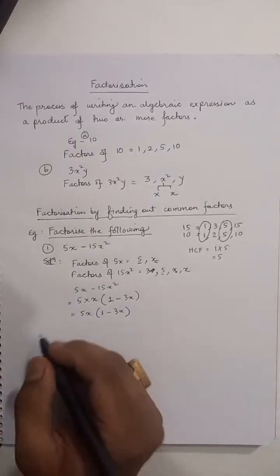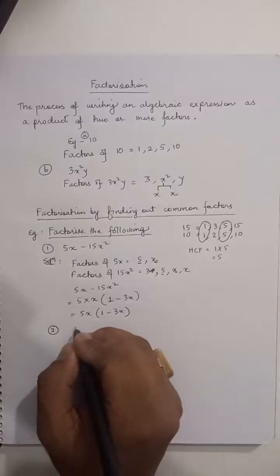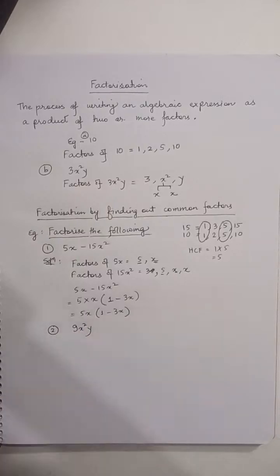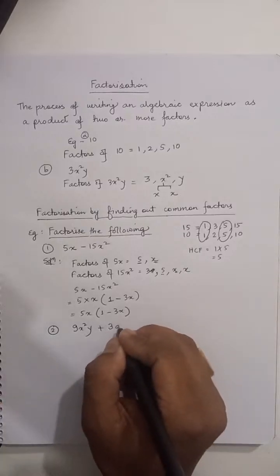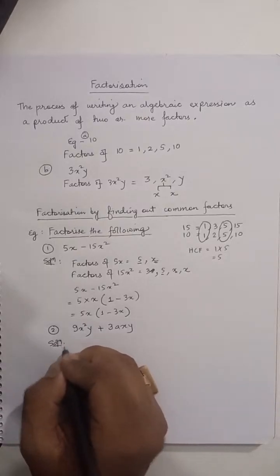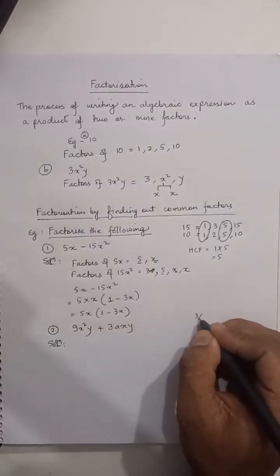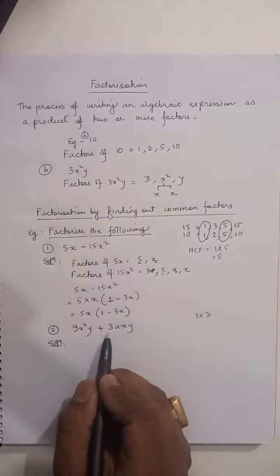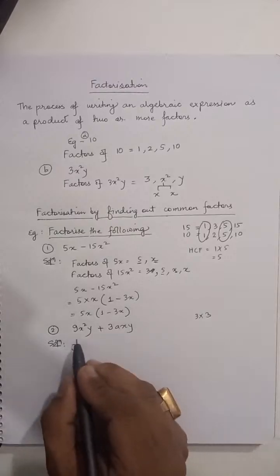Okay, so let's take one more example: 9x square y plus 3axy. This time I am doing this in rough. So 9 can be expressed as 3 into 3. Out of these, in the numerical part we can take 3 as the common factor. So we will write 3. Then we have x square.